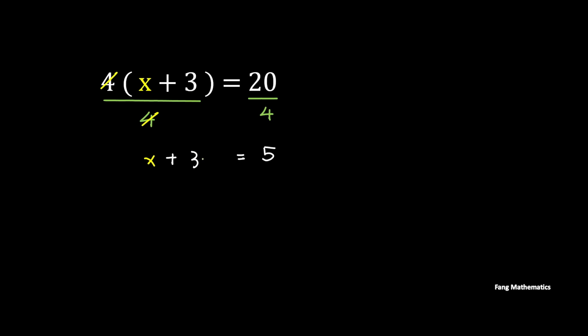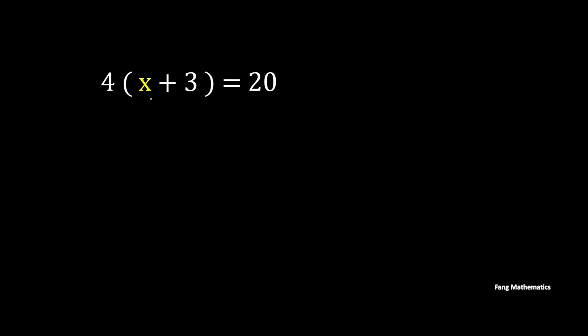Last step is for us to remove the plus 3 that was added to x, so we can isolate x. So we minus 3 on both sides. On the left, plus 3 and minus 3 gets eliminated, leaving you just the x, while the right-hand side, I believe that should give you 2.